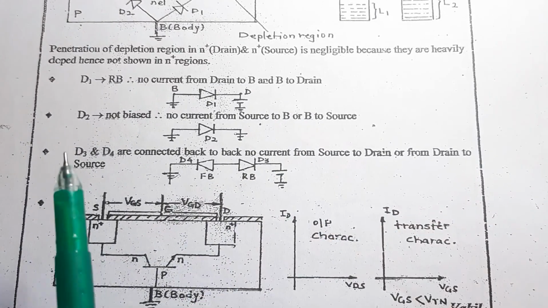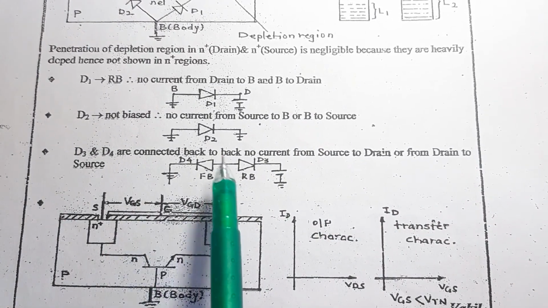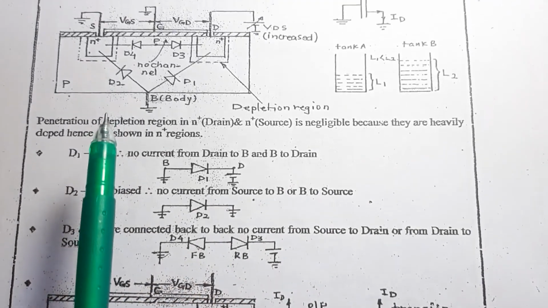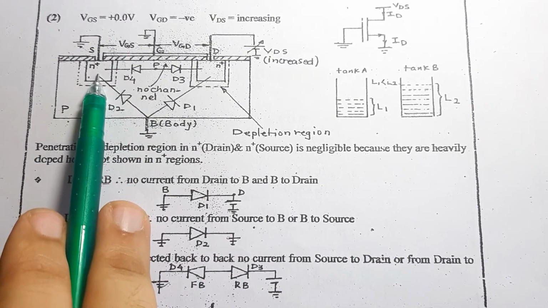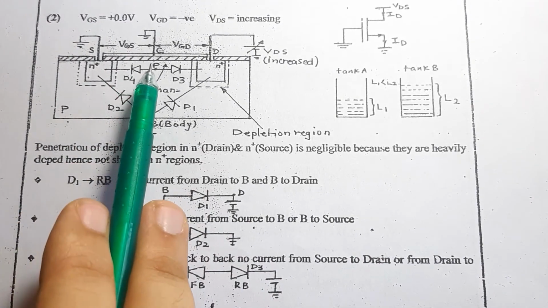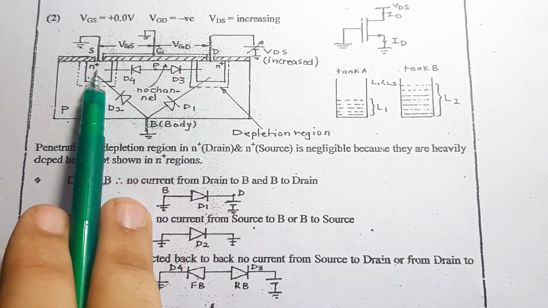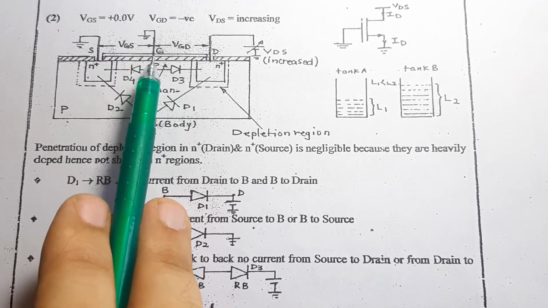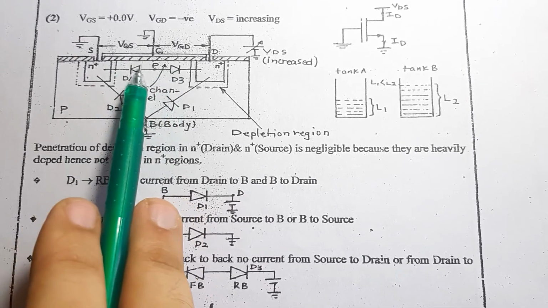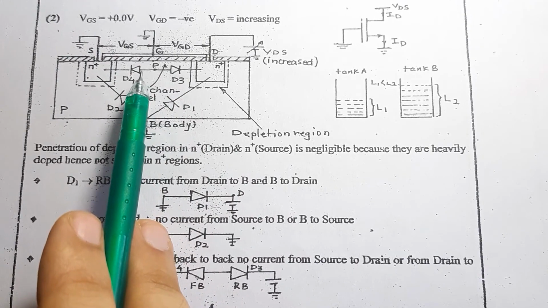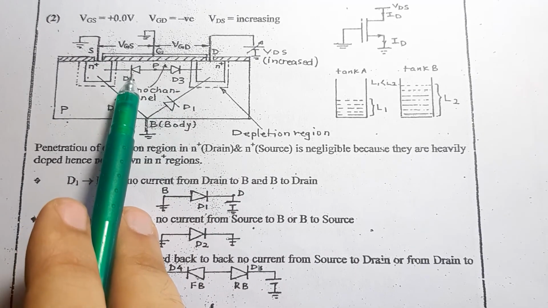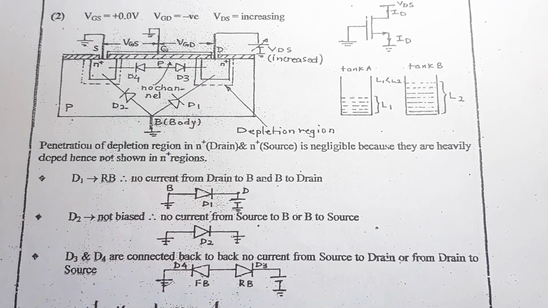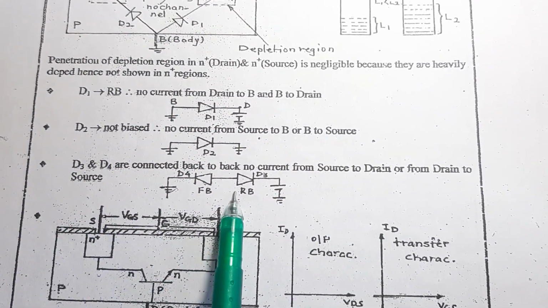Now D3 and D4 over here are connected back to back. Therefore, no current from source to drain. In other words, I'll just show you the diagram again. No current from source to drain and drain to source. Since these diodes are connected in reverse, that is, back to back connections, each of these diodes will try to pull a certain amount of current in their own direction, hence they both will cancel out. Hence there will be no current flowing from source to drain or drain to source. The connection is being simplified over here.